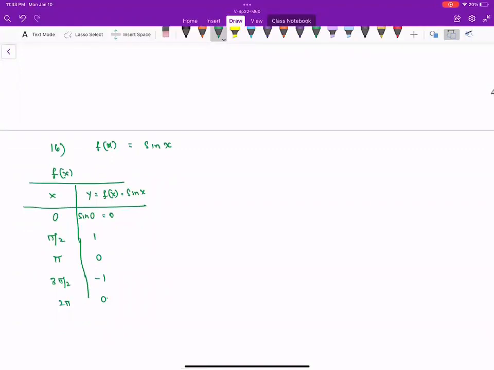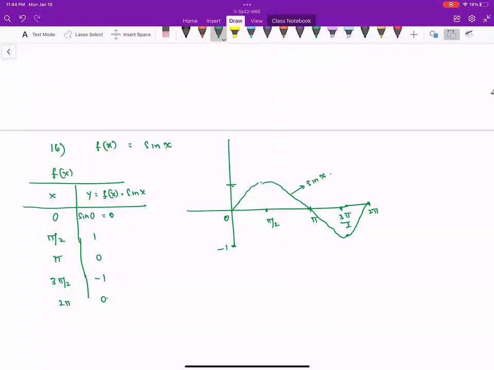So if I graph the sine x graph, 0, pi by 2, pi, then 3 pi by 2, then 2 pi. It starts off at 0, goes up at pi by 2 to 1, then it declines to 0, then it goes to negative 1 at 3 pi by 2. It completes one cycle. This is sine x, right?